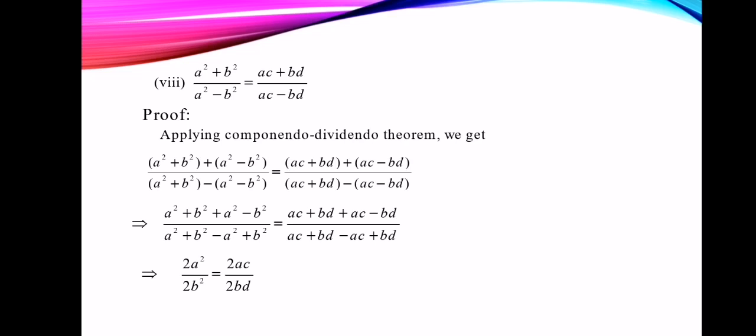2a² by 2b² is equal to 2ac by 2bd. 2 will be cancelled out with 2, and we will get a² by b² is equal to ac by bd. Multiplying both sides by b by a, we just get a by b is equal to c by d, or a ratio b is equal to c ratio d.